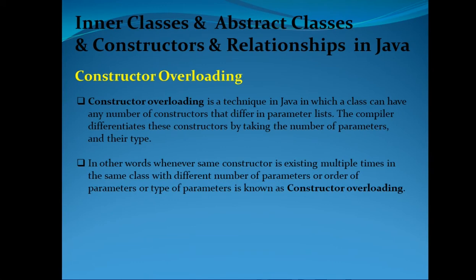The next topic we are going to discuss is constructor overloading. Constructor overloading is a technique in Java in which a class can have any number of constructors that differ in parameter list. The compiler differentiates these constructors by the number of parameters and their types. In other words, whenever the same constructor exists multiple times in the same class with a different number of parameters, order of parameters, or type of parameters, it is known as constructor overloading.